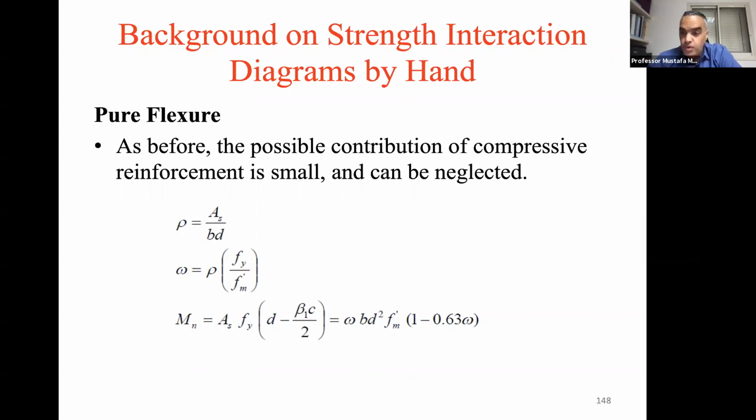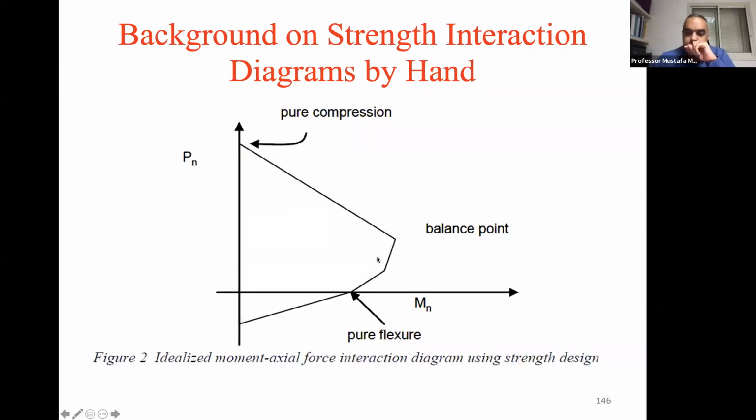So now we have 2 points. We have the pure compression, we have the pure flexure. Now if we are doing it by hand, we need one more point, which is, by the way, a conservative approach. We can find the balance point and then connect between them. And this is accurate enough, but a little bit conservative. If you need one that's more accurate, then you need to develop a spreadsheet, because you need to take more points to create the curve.